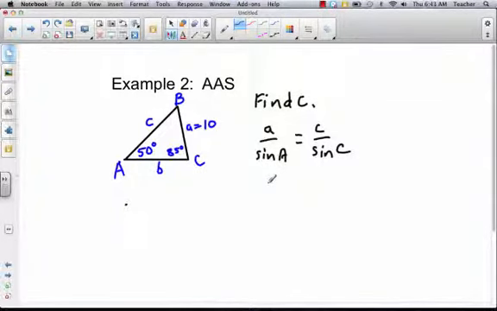So we'll fill in our information. A is 10, and sine of A is sine of 50 degrees. That will be equal to side C, which we don't know, over sine of angle C, which is sine of 85.